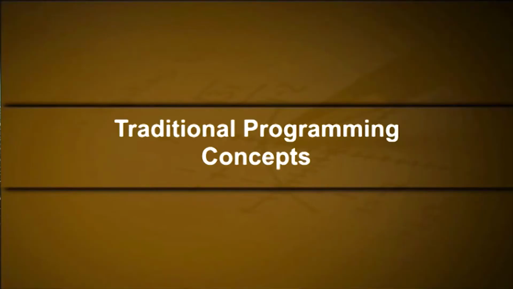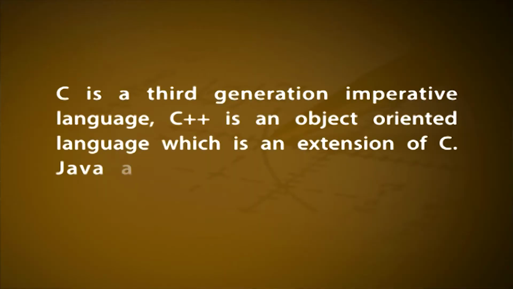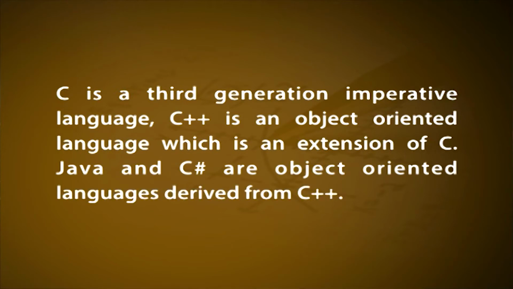Traditional programming concepts. Here we are going to have a discussion on some of the concepts found in imperative and object-oriented programming languages. C is a third generation imperative language. C++ is an object-oriented language which is an extension of C. Java and C# are object-oriented languages derived from C++.